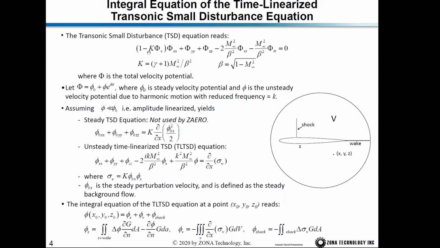Showing here, this equation is the so-called transonic small disturbance equation, the TSD equation, where the capital phi is the total velocity potential, and beta is the square root of 1 minus the free stream Mach number squared. If we split the total velocity potential into a steady potential phi naught plus an unsteady velocity potential due to harmonic motion, e to the iωt, we further assume the unsteady potential is much smaller than the steady potential, because we assume the structural oscillation amplitude to be small.